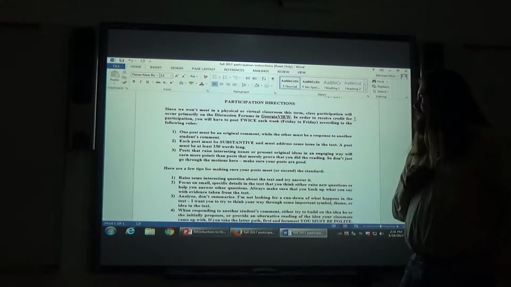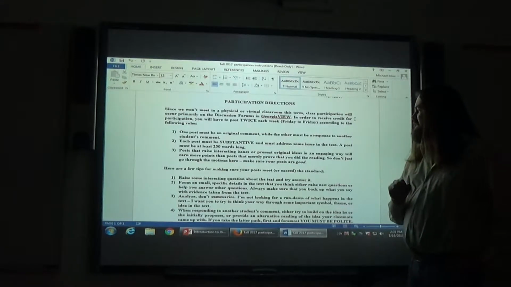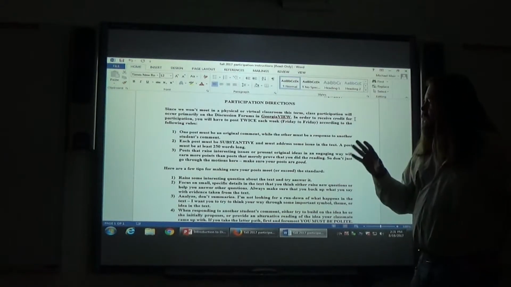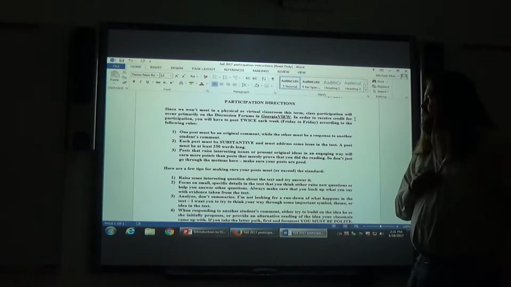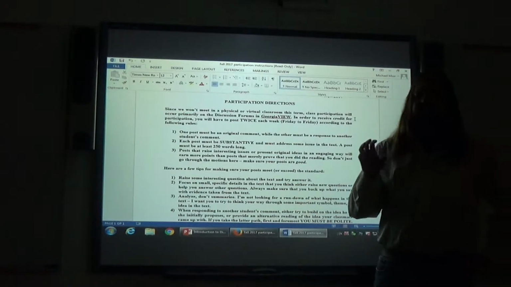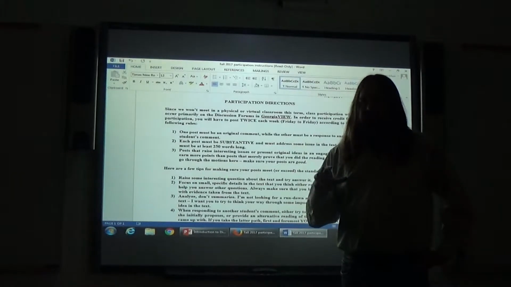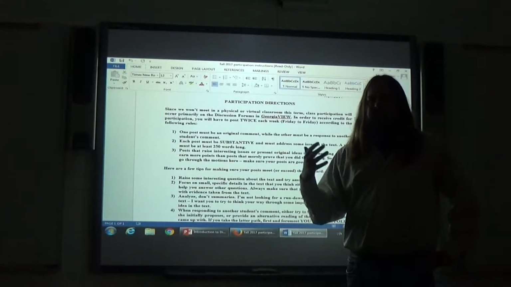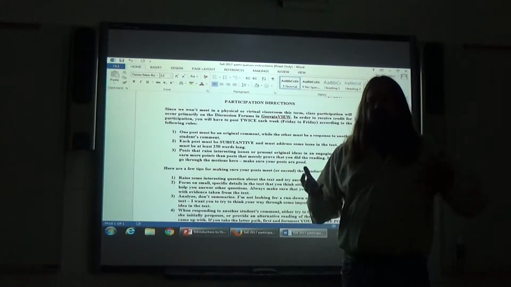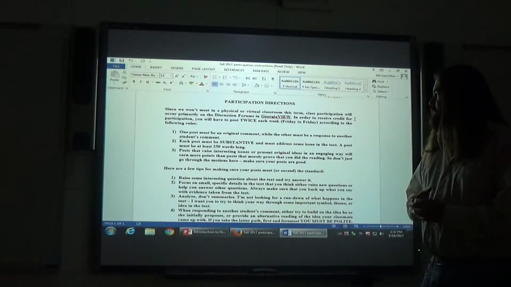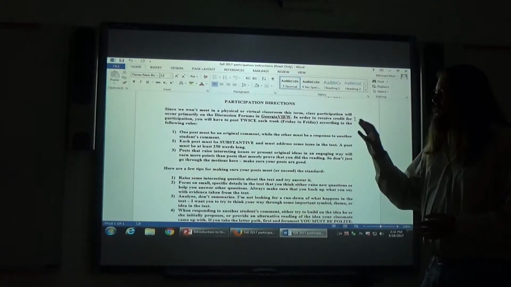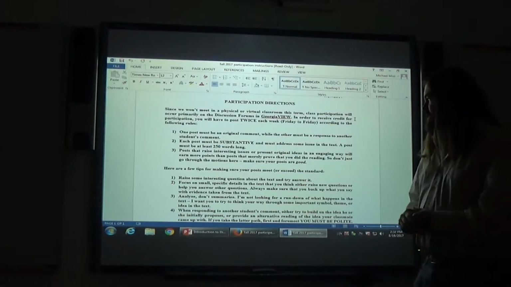Posts that raise interesting issues or present original ideas in an engaging way will earn more points than posts that merely prove that you did the reading. So don't just go through the motions. Make sure your posts are good. Make sure they're thoughtful. Make sure they reflect what you see as some major theme or issue in the text. All right, so here are a few tips for making your posts meet the standard.